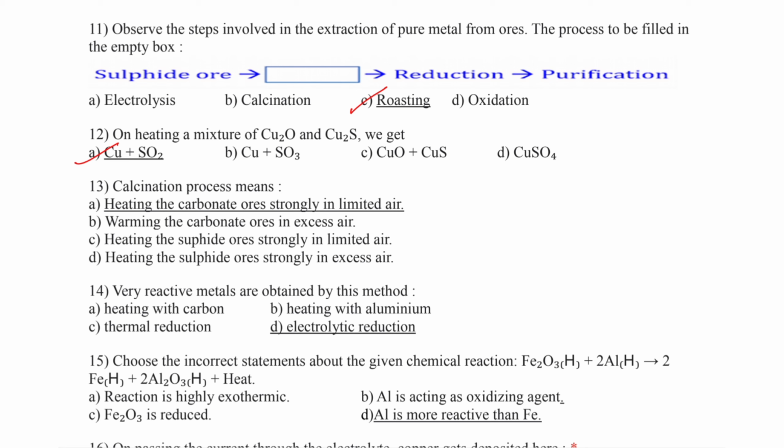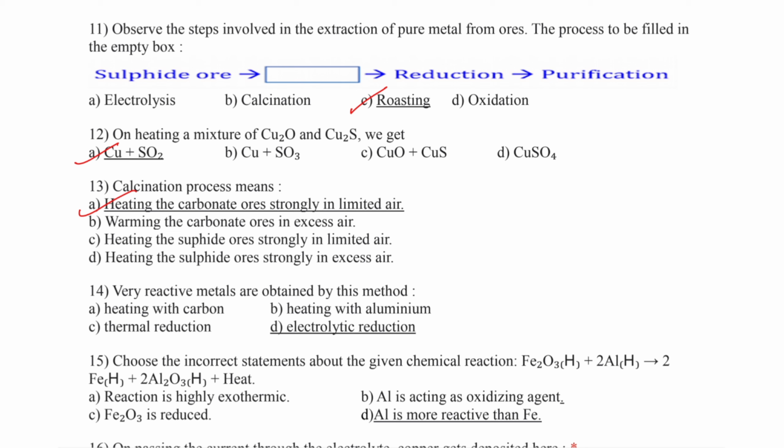Question number 13. Calcination process means option A, heating the carbonate ore strongly in limited air, option B, warming the carbonate ores in the excess air, option C, heating the sulfide ores strongly in limited air, option D, heating the sulfide ores strongly in excess air. Correct answer is option A, heating the carbonate ores strongly in limited air.